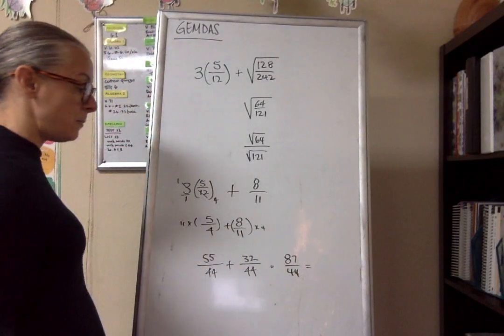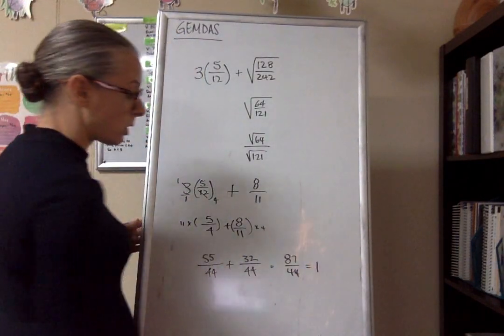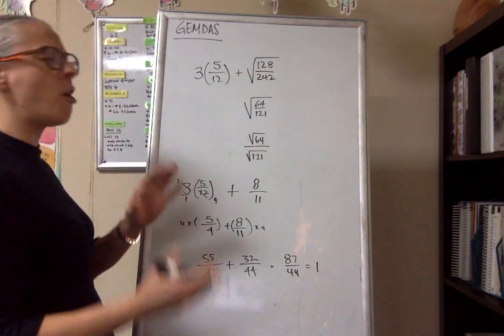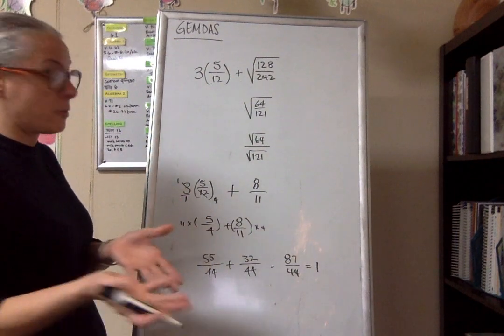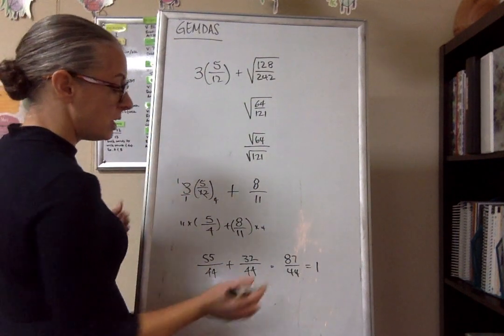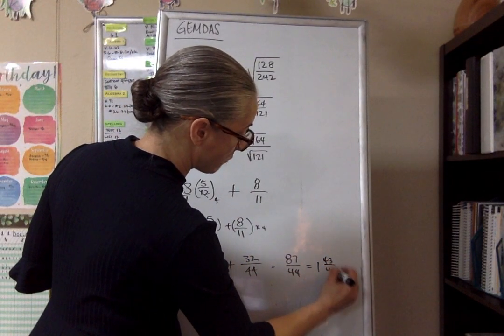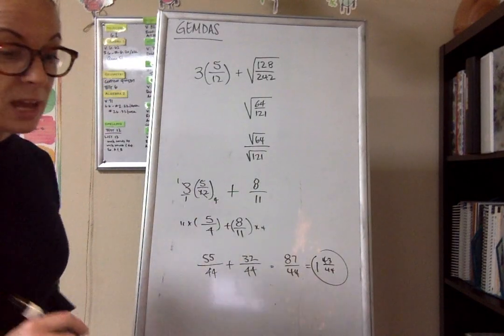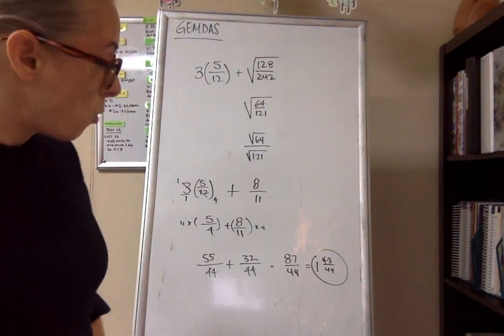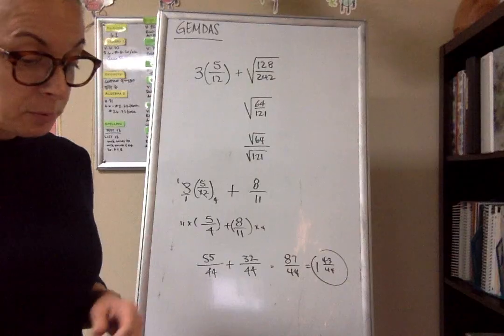I need to rename this as a mixed number. 44 goes into 87 one time, almost goes in there twice. 88 over 44, I'd have just a 2. 87 over 44, I've got 43 left over. So I end up with 1 and 43 over 44 as my final answer.